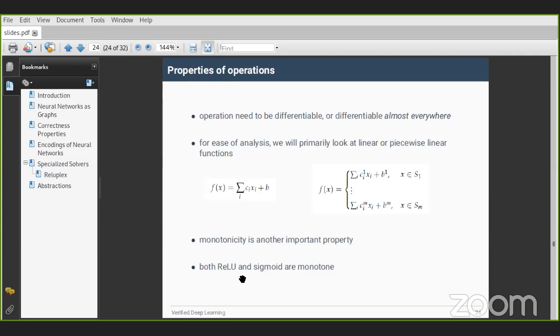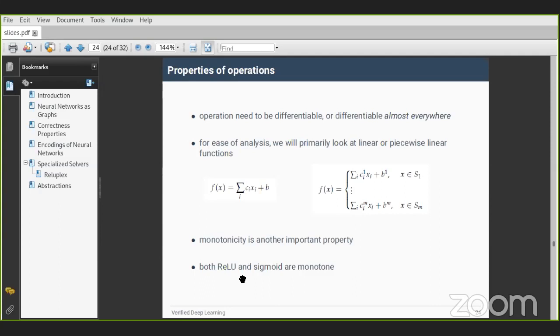Okay, and to get this in place, we look at linear or piecewise linear functions. Linear functions are things that look like this on the left: you have c_i x_i plus b, where the c_i's and b are some real numbers. So this is linear. And on the right, you have piecewise linear, because for x's belonging to different disjoint regions, it is linear. The whole thing is not linear, but at least piecewise it is linear.